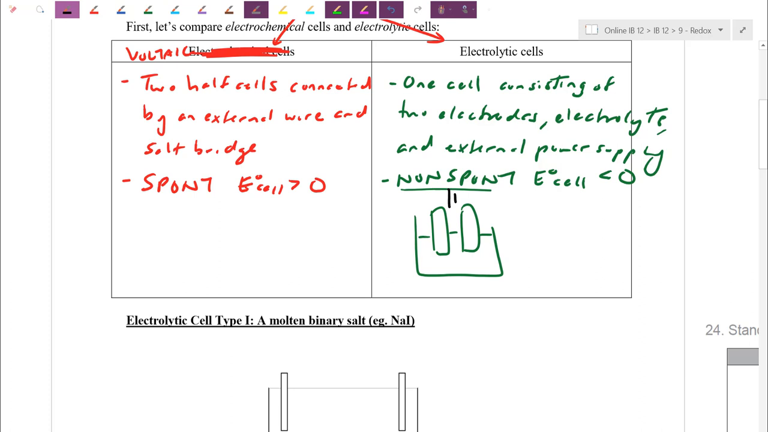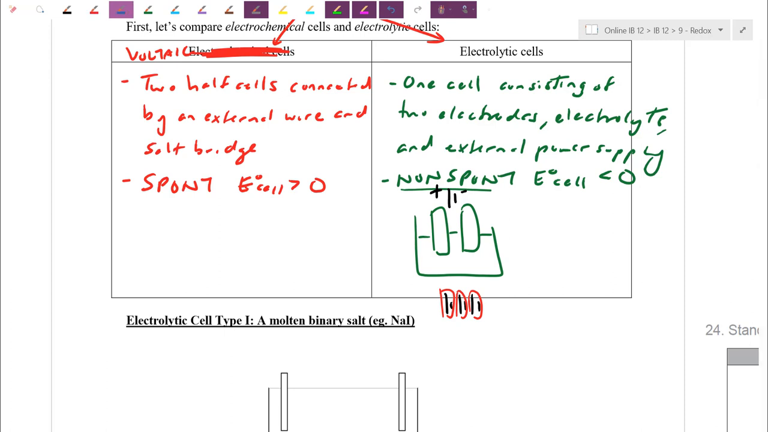I'm using the circuit symbol for a battery here. The long line is always the positive side. The short line is always the negative. They can have any number of long lines and short lines. Technically speaking, each of these is an electrochemical cell in itself, and these are all hooked up in series, and that ends up making a battery.